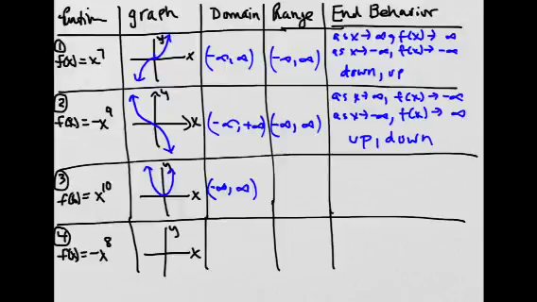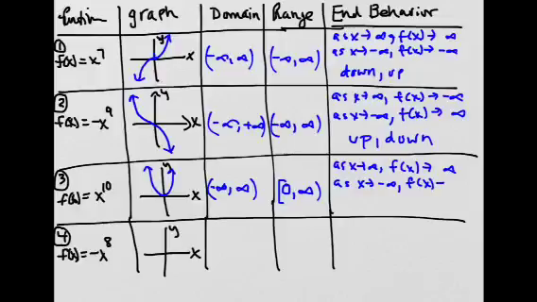The range starts at 0 because remember the range is your y. Starts at 0 and goes on up. It includes a 0. And so this one, as x goes to infinity, f of x goes to infinity, and as x goes to negative infinity, f of x still goes to infinity because both ends go up. So you can describe this as up, up.